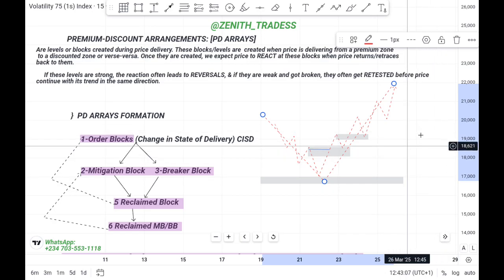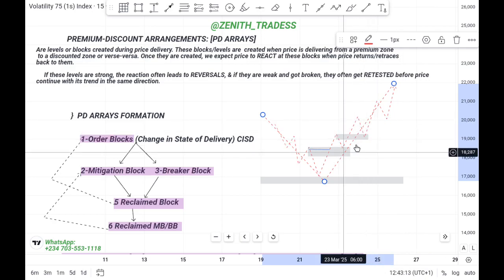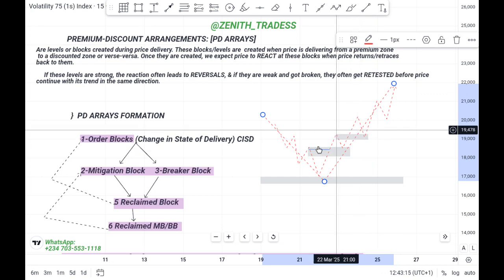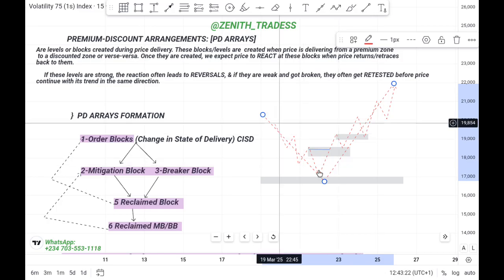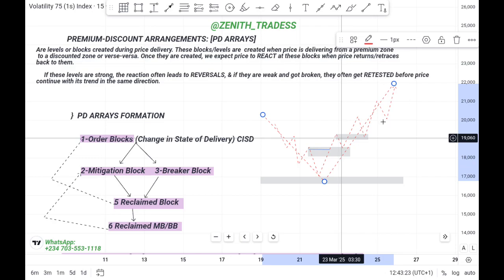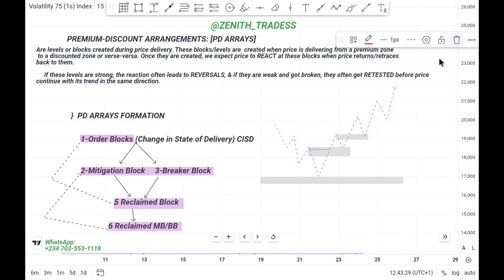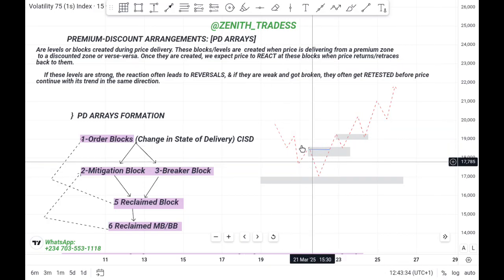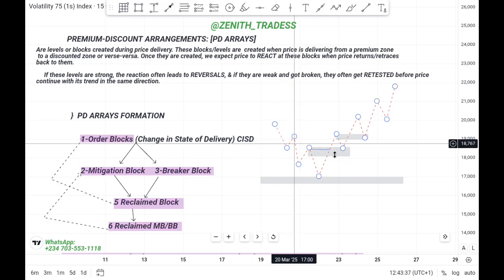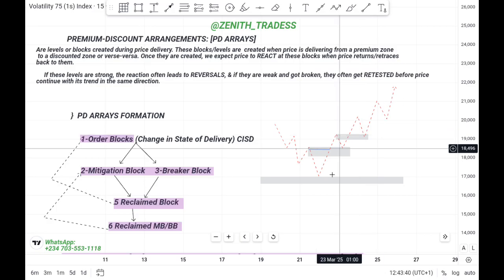I believe you understand this. If you don't, just come back and watch this video several times and listen to my explanation. Your takeaway from here is that for a breaker block to support price, it must be from the previous trend, right? Whereas for mitigation, it has to be from the existing trend. The support, either the low or the high, has to be from a previous trend for a breaker, whereas for mitigation, the support has to be from the existing trend.